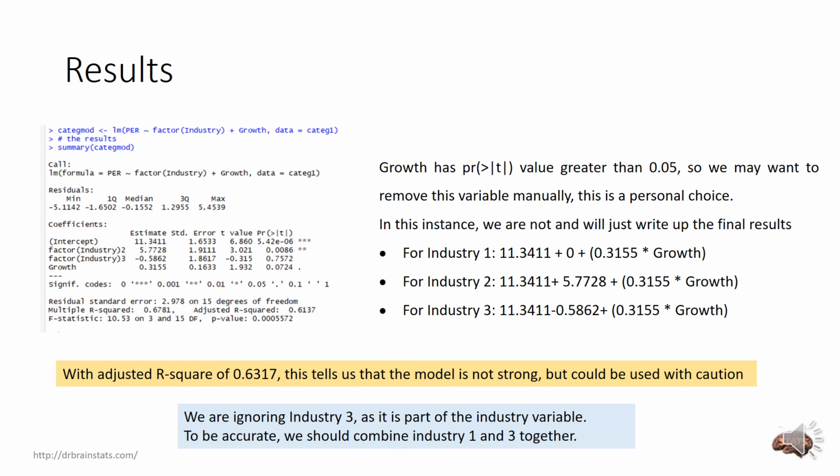Our next stage is to model again without the variable profit. Now, from our new model, we can notice that growth has a t-statistic greater than 0.05, but it's not that much over. So we may want to remove this, but this is a personal choice. In this instance, we are keeping it so we can carry on to the next stage. Also, with an adjusted R-square of 0.6317, this tells us the model is not strong, but could be used with caution. Finally, we are ignoring industry 3 t-statistic as it's part of the industry variable. To be accurate, we should combine industry 1 and 3 together.